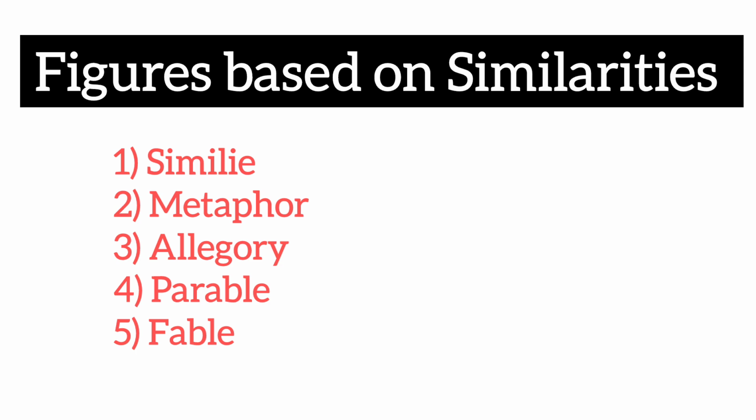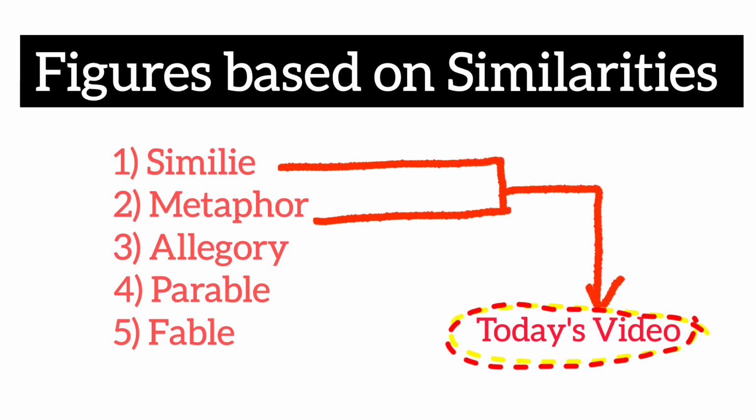Today in this video, we shall learn figures based on similarity. Under figures based on similarity, we have five kinds: simile, metaphor, allegory, parable, and fable. This video is specifically to understand simile and metaphor.